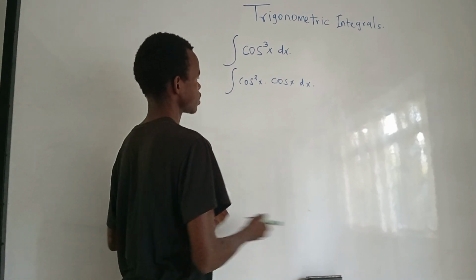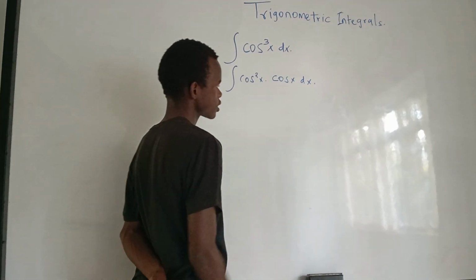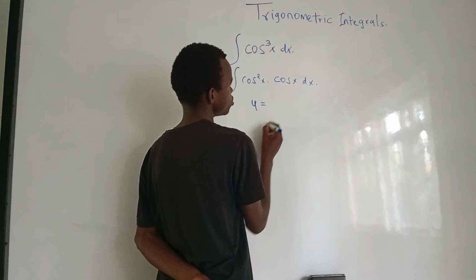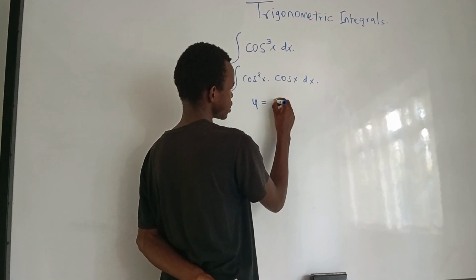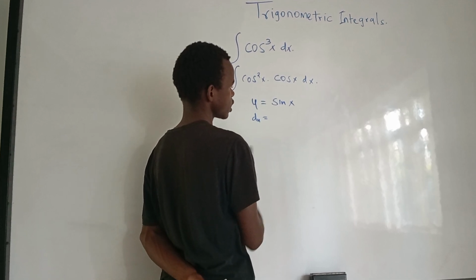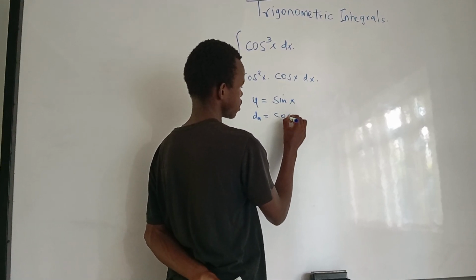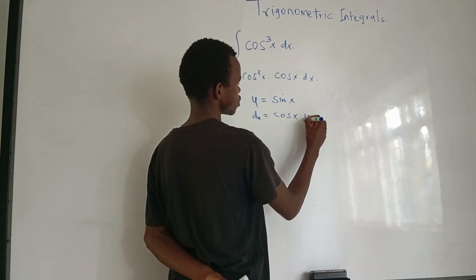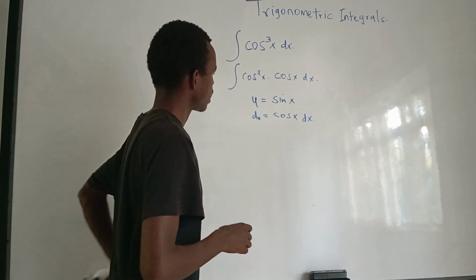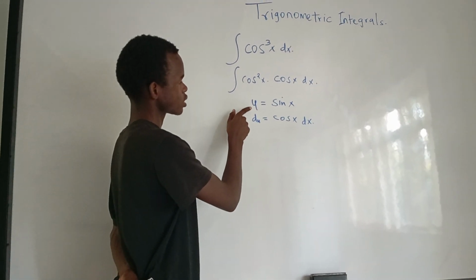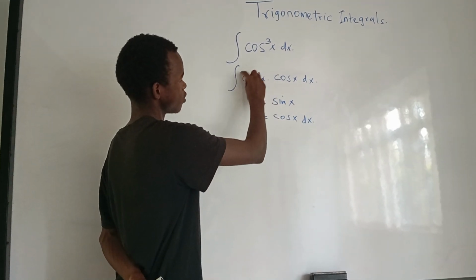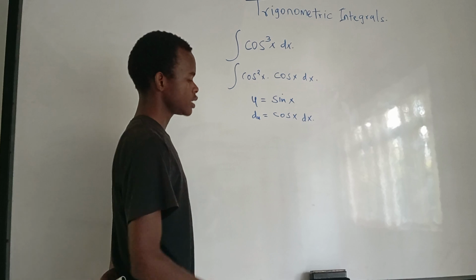For this example, to eliminate cos of x, I'll use u substitution. I'll choose my u to be the opposite of this. The opposite of cos is sine of x, such that if I find the derivative du, I will get cos of x with respect to x, that will be dx. So I've chosen my u to be sine of x. From here, I'll replace cos squared of x with an identity.